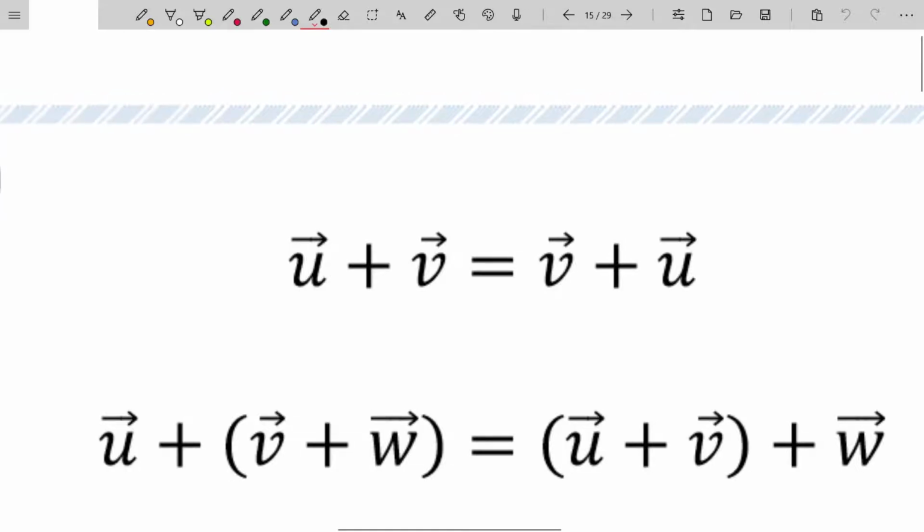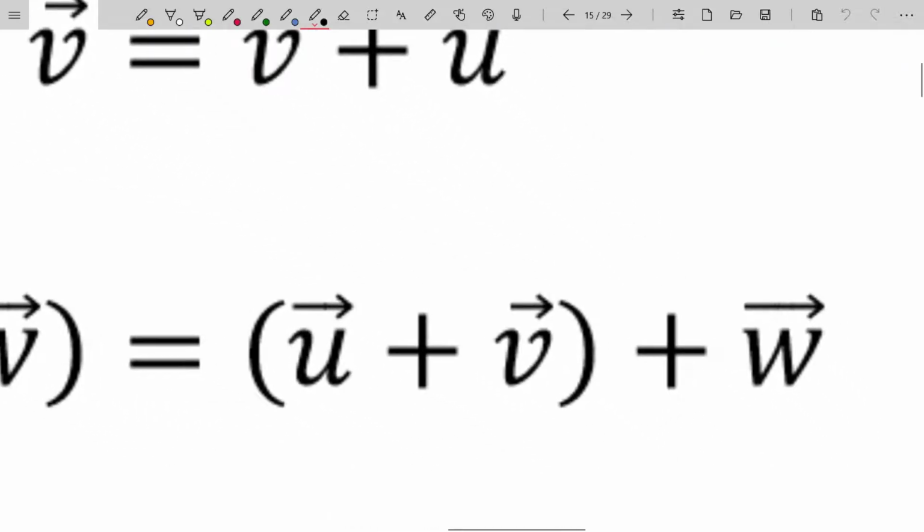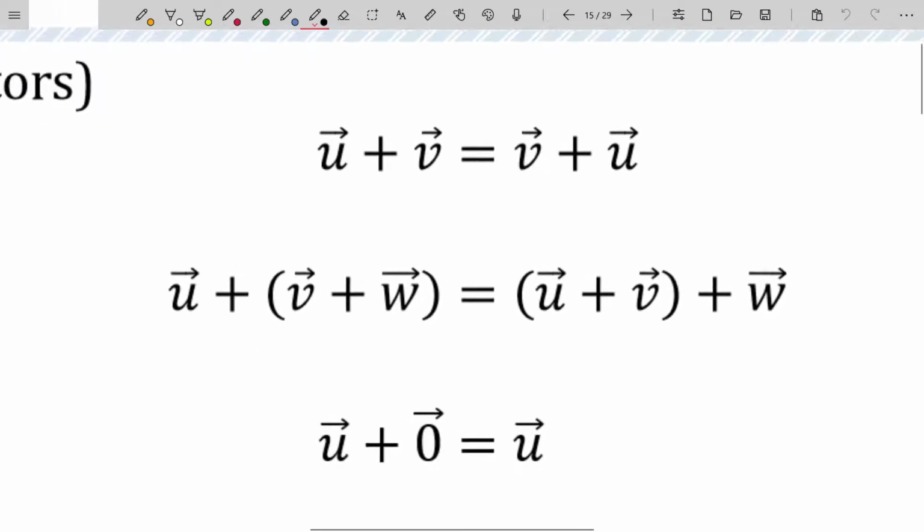So the second axiom is the associative property of addition, and it turns out that it works with vectors as well. The vector u plus the vector v plus the vector w, you could add v plus w first and then add u, or you could add u and v first and then add the vector w.